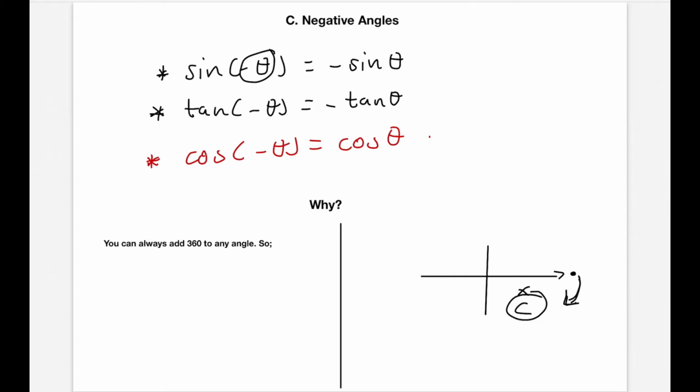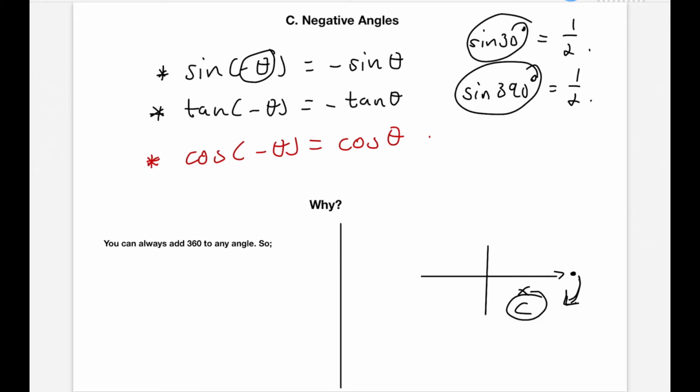Another way you can think about it, or an alternative explanation, I want you to know that you can always add 360 degrees to any angle. For example, the sine of 30 degrees, if you put this in your calculator, you would get a half. Now, let's add 360 to 30. 360 plus 30 is 390. In your calculator, if you put sine of 390, you'd also get a half. So, as we can see, sine of 30 and sine of 390 is the same thing.